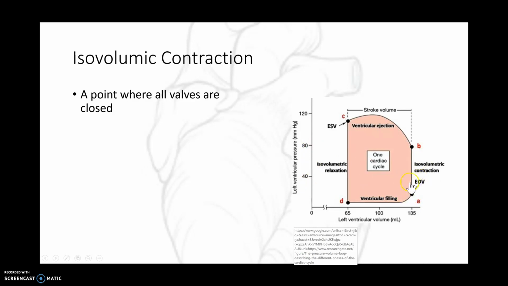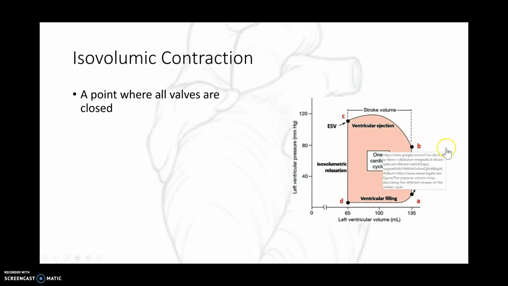You can see at A is our end diastolic volume. When we increase this pressure, we're going to exceed the afterload pressure, the left ventricular pressure is going to exceed that aortic pressure, and we're going to have rapid ejection. So this is going to be our stroke volume right here. Now at B, this is a point in time where our valves are going to open because we have exceeded the pressure we need in order to open those valves, and we're going to rapidly eject blood into our system.